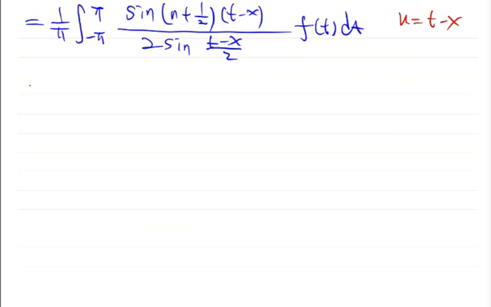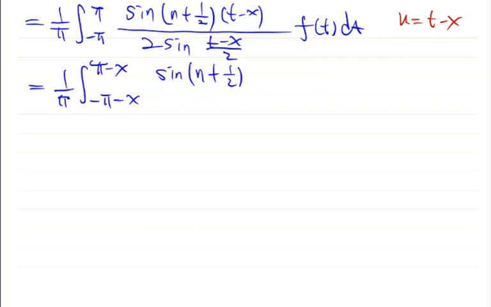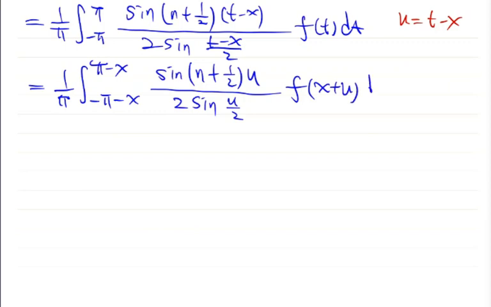So this can be simplified by change of variable in the integral from minus pi minus x to pi minus x of sine (n plus half) u over sine half of u, then f(t) is f(x plus u) du.